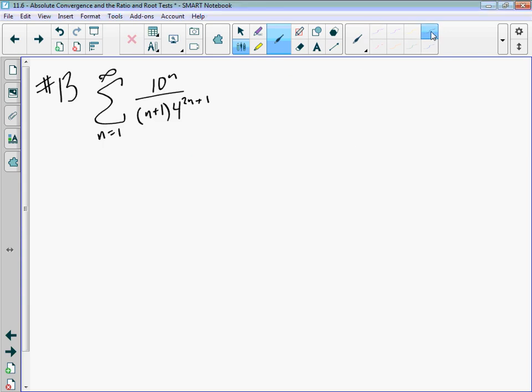So I'm going to find what a sub n plus 1 is up here, because I feel like it's going to be messy and I can clean it up. So this is 10 to the n plus 1, and then the denominator would be n plus 2 in here. And then this is 4 to the 2 times n plus 1 plus 1. So the numerator you could turn into 10 to the n times 10. And then we got our n plus 2. I just want to keep going. It's more fun for me. So we got 4 to the 2n plus 3.